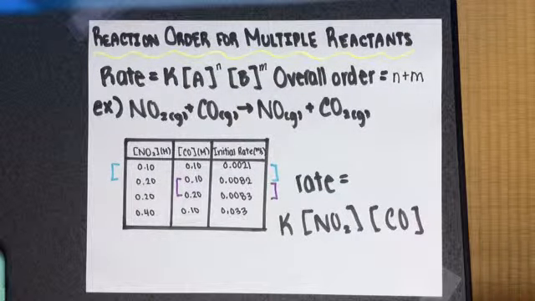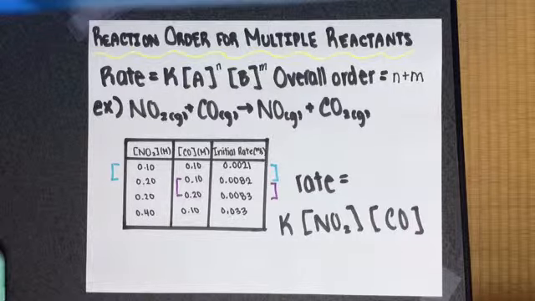To determine the rate law, we must find the reaction order for each of the reactants. We do this by comparing rows where one reactant is held constant while the other is changed. For example, in the first two rows, the concentration of carbon monoxide has remained constant while the concentration of nitrogen dioxide doubles, ensuring that any difference in the initial rates is due to the changing concentration of nitrogen dioxide only.